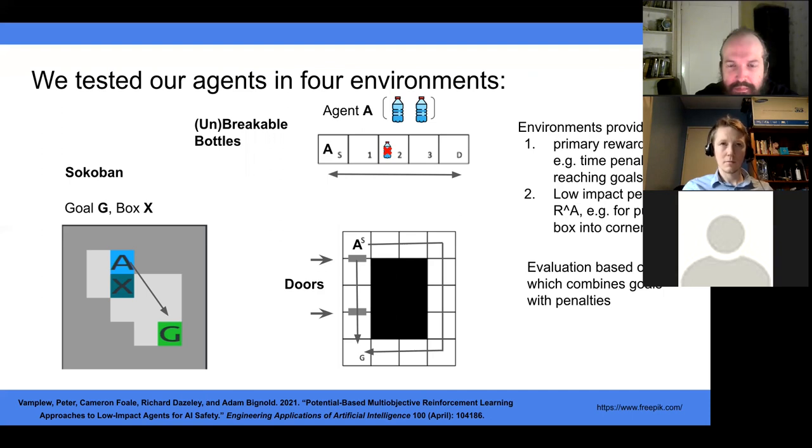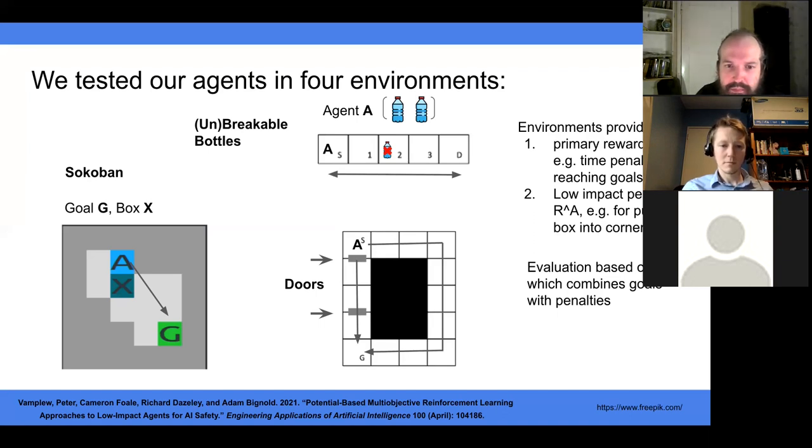And so the goal is to deliver two bottles to this destination, but on the other hand the agent can also randomly drop bottles on the way between these two points. And the difference between unbreakable and breakable bottles is just that bottles can break in the breakable bottles environment. So when they are dropped, they will lie on the ground in one, and in the other one, the agent can actually pick them up again. And this has implications because in the performance evaluation, dropped bottles will cause a penalty.